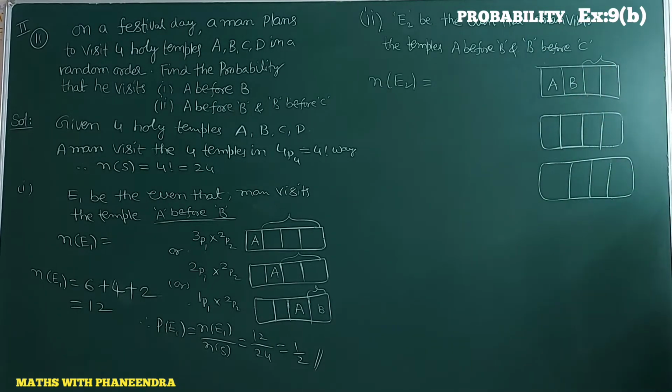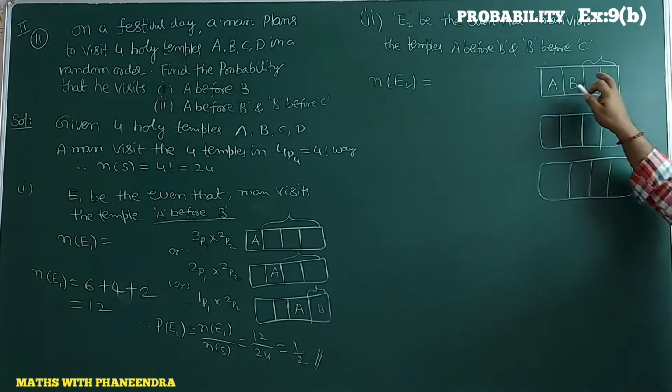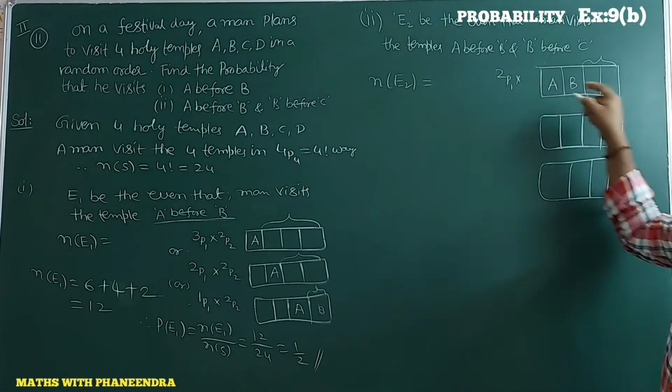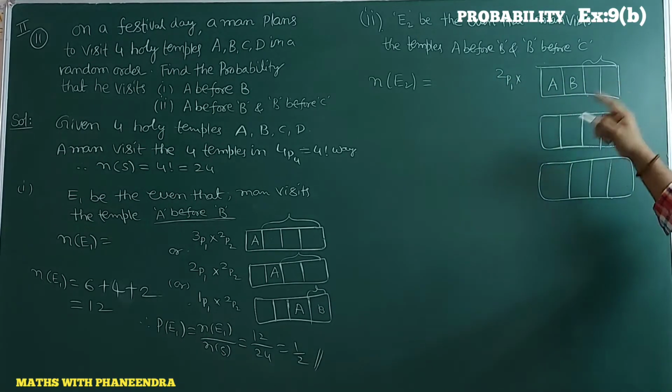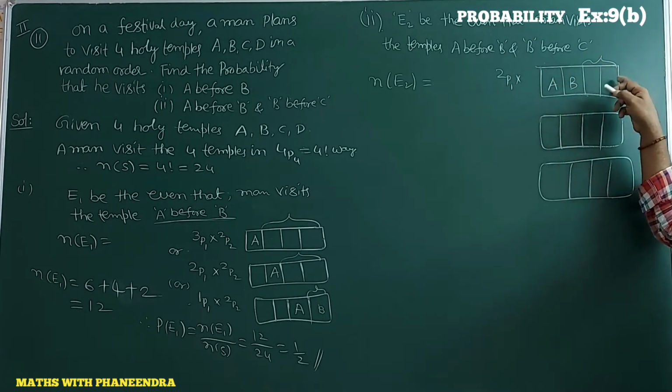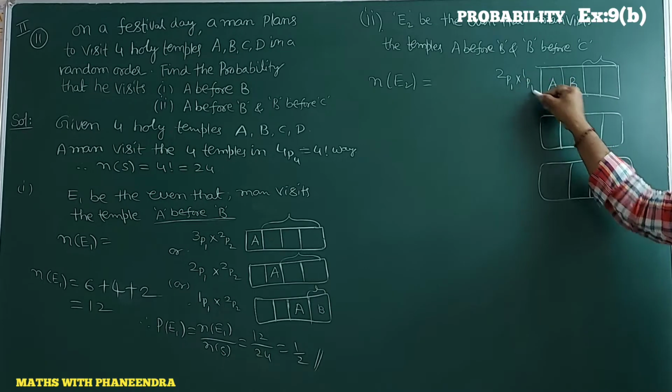So only it will be done in 2P1 ways, any one of the case. So here among the two places we can do it in 2P1. The rest of the one place, two places are there in this one, we can accommodate the C. The rest D will be 1P1.